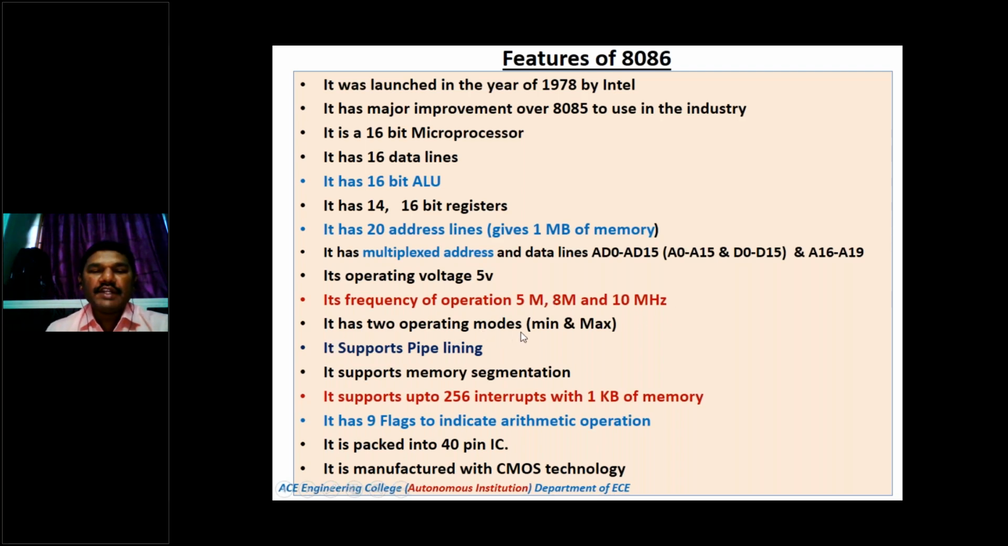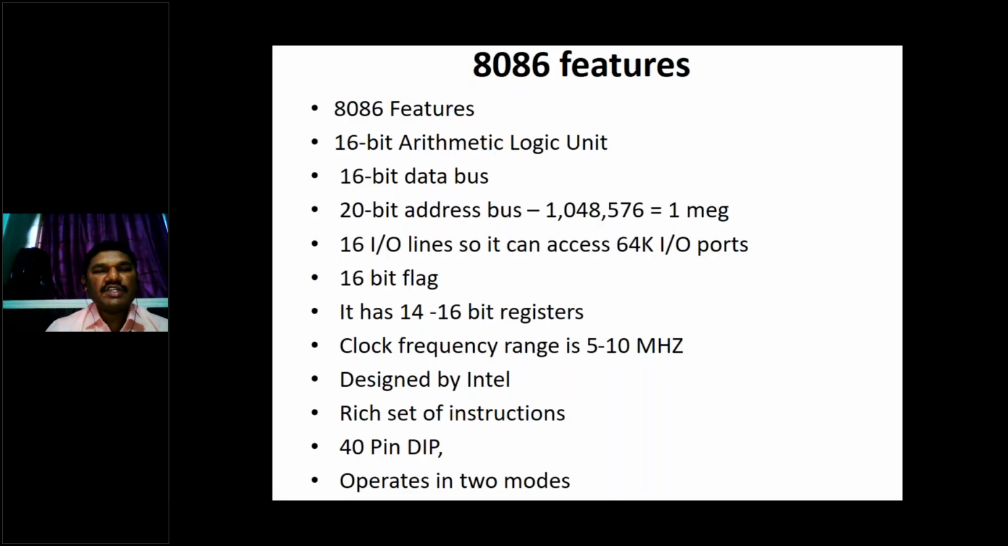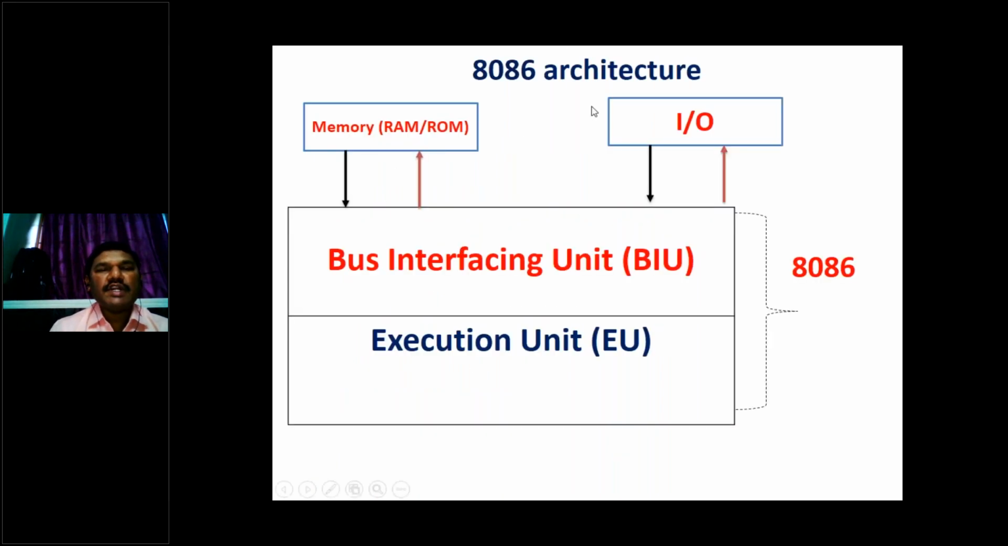And it has 2 operating modes, minimum mode and maximum mode. It supports pipelining, it supports memory segmentation, and it supports up to 256 interrupts, whereas 8085 supports only 5 to 6 interrupts. It has 9 flags, whereas 8085 has 5 flags. Both 8085 and 8086 are packed into 40-pin IC only, and 8085 was manufactured with NMOS, whereas 8086 is designed with CMOS technology. In short, you can remember these features, and here I have given one more time how to remember them. And this is the architecture of 8086.